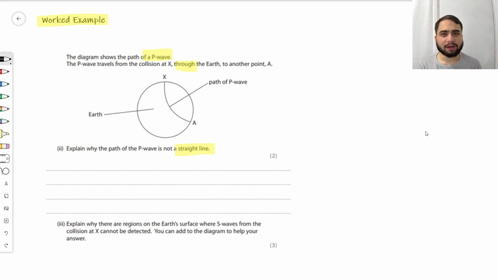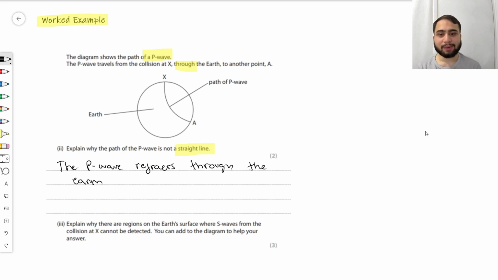Now, curved P wave. P wave is a longitudinal wave. And what property of a wave causes it to change direction? Now, that property is called refraction. So here we have the P wave refracts through the Earth. Now, why does it refract? Remember, refraction can only happen when the medium that the wave is traveling through changes.